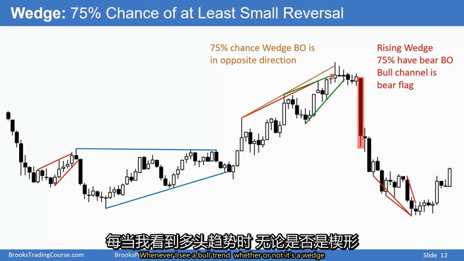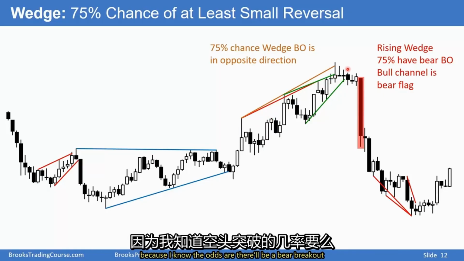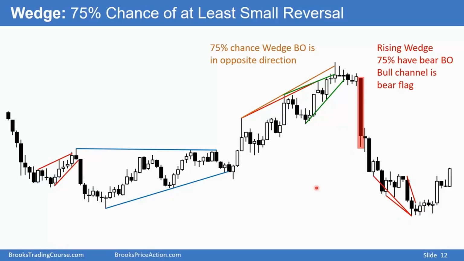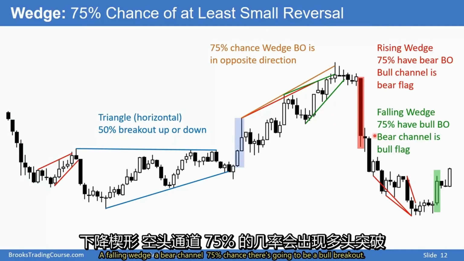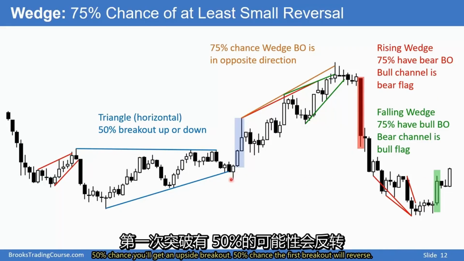Whenever I see a bull trend, whether or not it's a wedge, if it's in a channel like this, I think of it as a bear flag because I know the odds are there'll be a bear breakout either into a bear trend or into a trading range. A falling wedge, a bear channel, 75% chance there's going to be a bull breakout. A triangle, 50% chance you'll get a downside breakout, 50% chance you'll get an upside breakout.